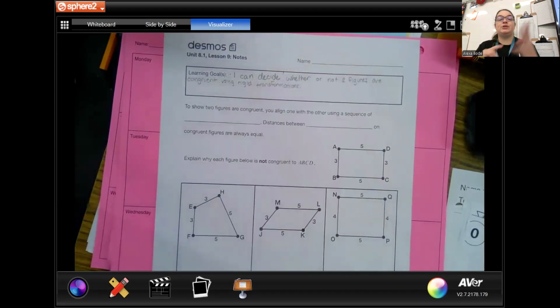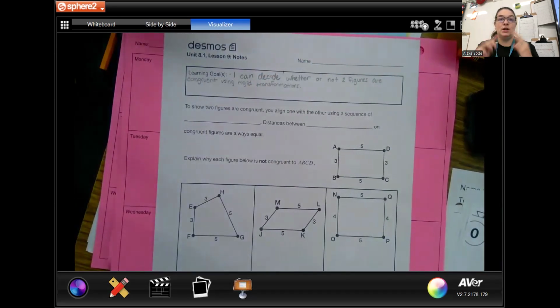Again, rigid transformations are the 3 that we have been working with: translation, reflection, and rotation. If you can use those 3 types of movements to get the first shape to match up with the second shape, it is congruent. Those 3 transformations keep shapes congruent. If you were to translate and then rotate something and they didn't match up, then it's not congruent, okay? Rigid transformations will always keep your shapes congruent.